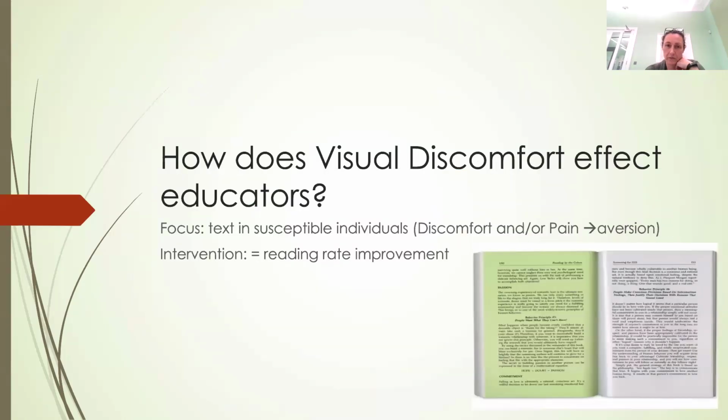So how does visual discomfort affect educators? Text in susceptible individuals causes discomfort and or pain, which can lead to an aversion of reading. Intervention can improve the reading rate, and that intervention being coloured overlays or spectacles.